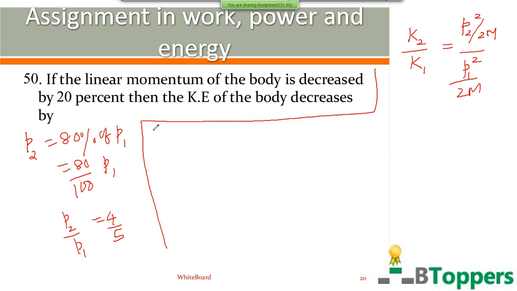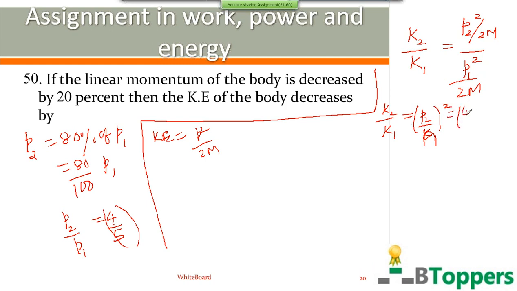As I discussed, for a body in pure translatory motion, the kinetic energy of the body is given by P square by 2m, where m is the mass of the body and P is the magnitude of the linear momentum of the body. So K2 by K1 is P2 by P1 whole square. You can write P2 by P1 equal to 4 by 5 here. So that comes out to be 16 by 25. So the final kinetic energy divided by the initial kinetic energy is equal to 16 by 25.